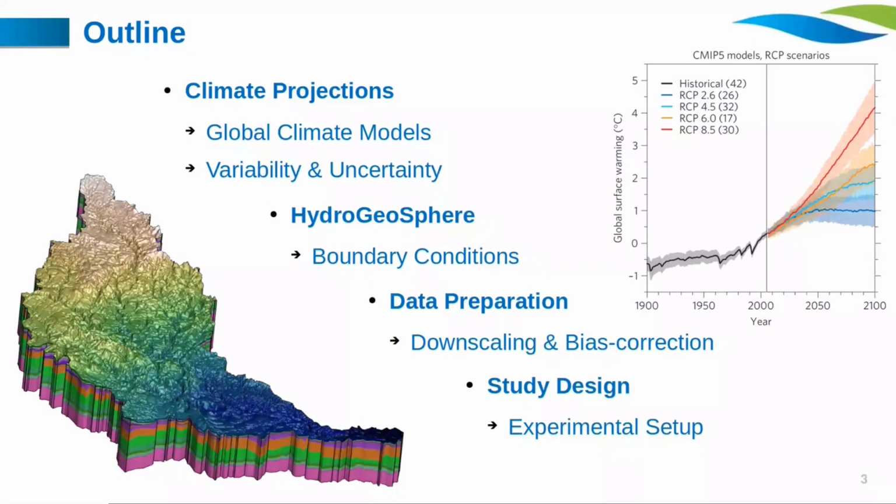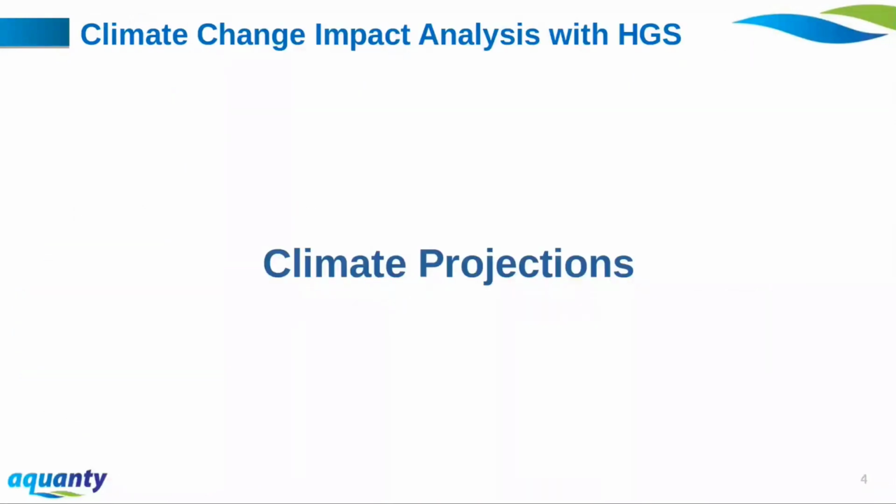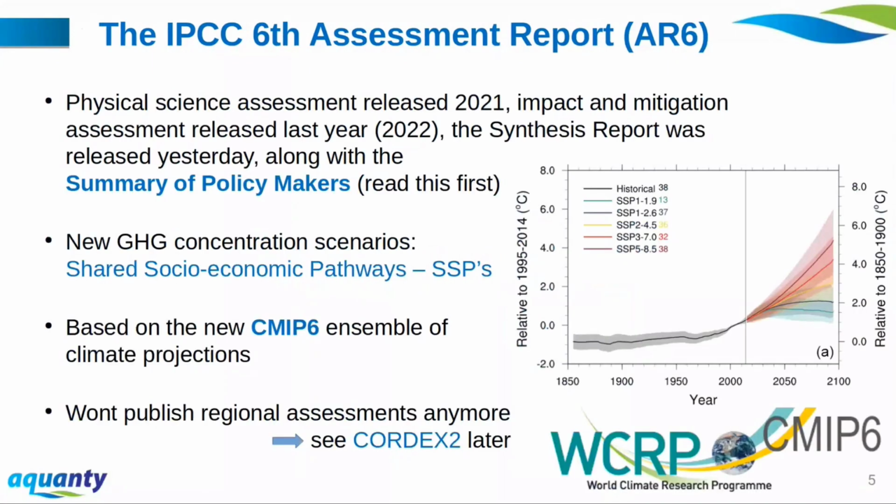Okay, so climate projections in general. We now are at the 6th iteration of the IPCC assessment reports. In fact, the synthesis report was actually just released yesterday. The physical science report was already released in 2021, and then impact and mitigation last year. I do not necessarily recommend reading those reports because they're extremely long and very technical, but there are summaries for policymakers. All of those have summaries, and then there's a synthesis summary as well, which is what I would recommend reading first.